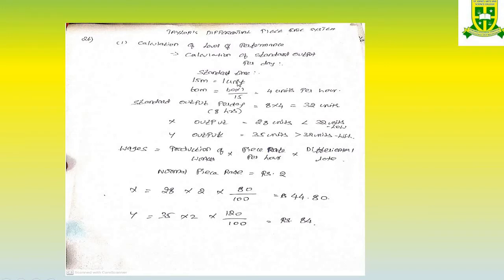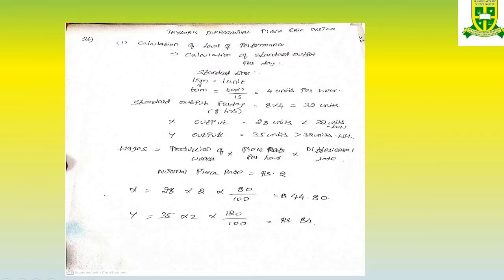Now 60 into 1 divided by 15, which is 4 units per hour. So now I am able to find out 4 units per hour. In 1 hour I can produce 4 units. This step is very important. In every formula you have to apply these steps when the information is given as hidden information.